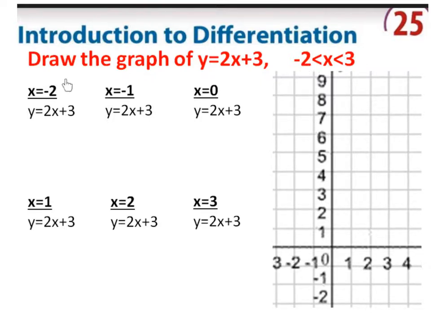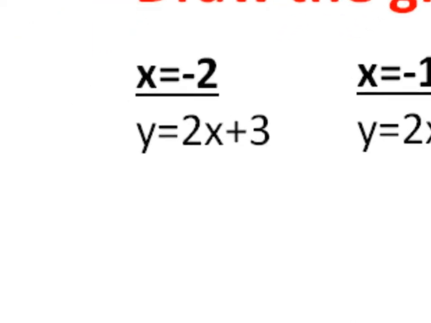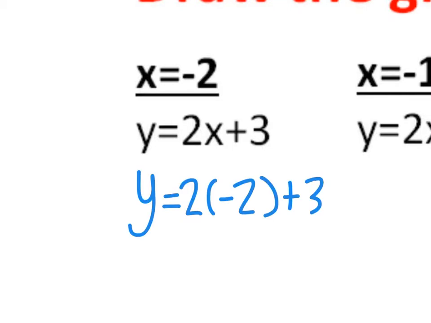So starting with x equals -2, our equation is y equals 2x plus 3. So we're going to swap that x for -2 with brackets around it. So we get y equals 2 multiplied by -2 plus 3. 2 multiplied by -2 is -4, and -4 plus 3 is -1. So when x is -2, y is -1.